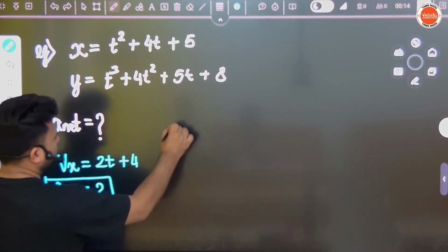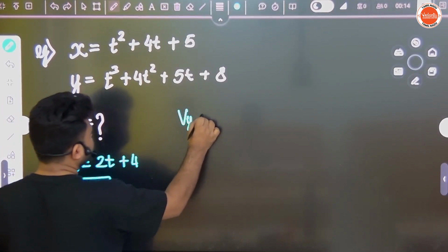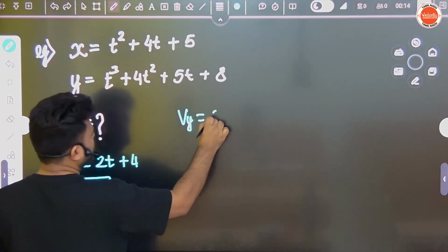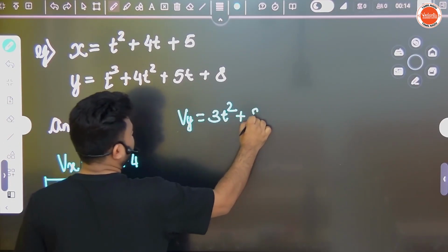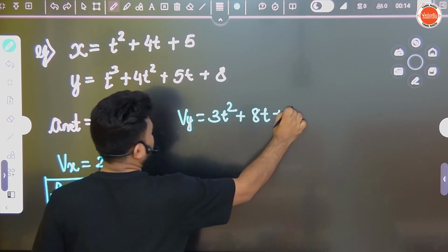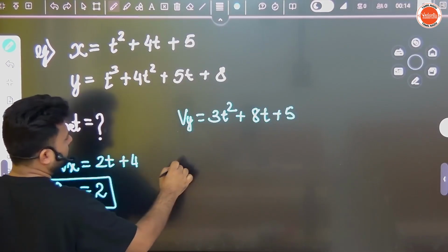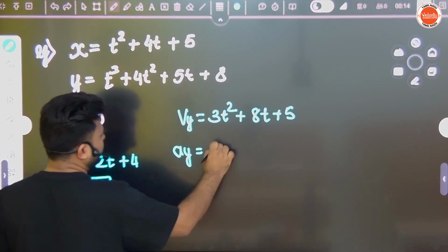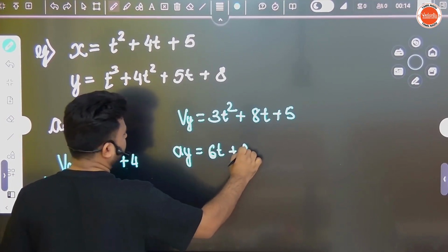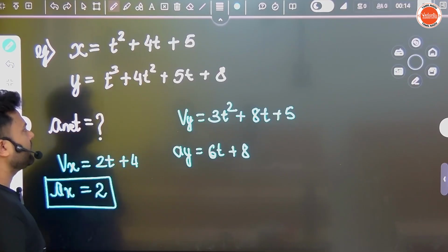Similarly for y, what is the velocity in y direction? Differentiate this: 3t square plus 8t plus 5, 8 differentiation is 0. What is the acceleration in y direction? Again you differentiate: 6t plus 8 plus 0.